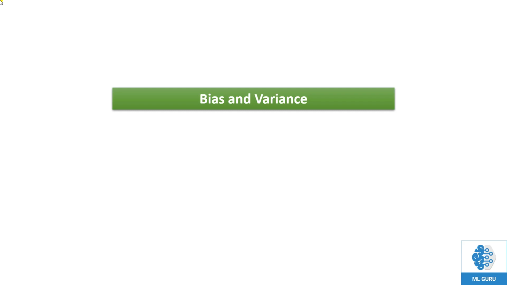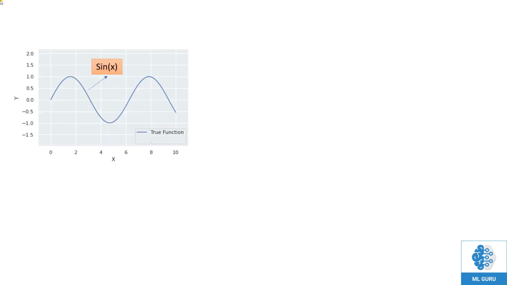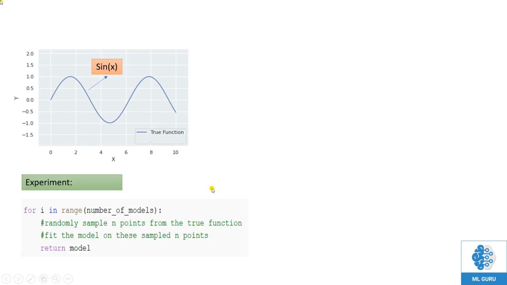In this video we will see the concept of bias and variance. So let us consider a function, let's say sin x, which is nothing but the true relation between y and x. Now we will run an experiment. In this experiment we will loop multiple times, and each time what we do is we randomly sample n points from this function and then fit our regression model on the sampled n points.